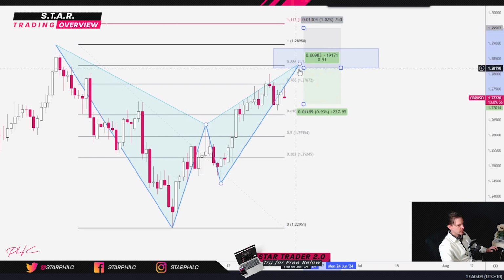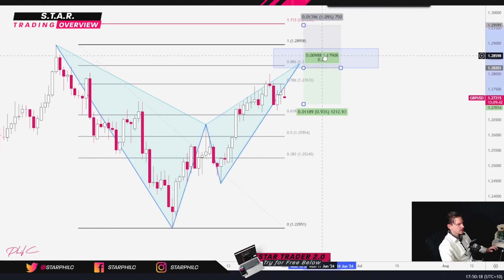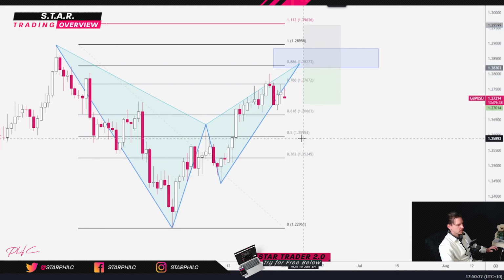So we have our entry at the 886. Remember, our stop is going to be at the 113. So you want your stop to be above the X point looking left right there. You want your stop above structure. Okay. Entry, stop, and now we're looking for targets.